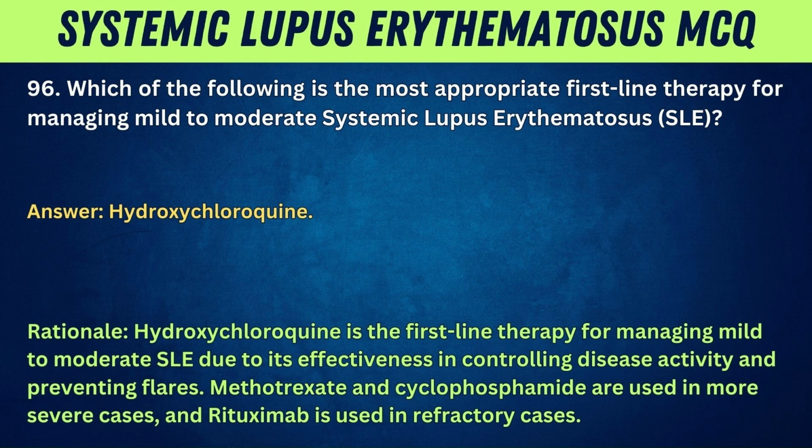Rationale: hydroxychloroquine is the first-line therapy for managing mild to moderate SLE due to its effectiveness in controlling disease activity and preventing flares. Methotrexate and cyclophosphamide are used in more severe cases, and rituximab is used in refractory cases.